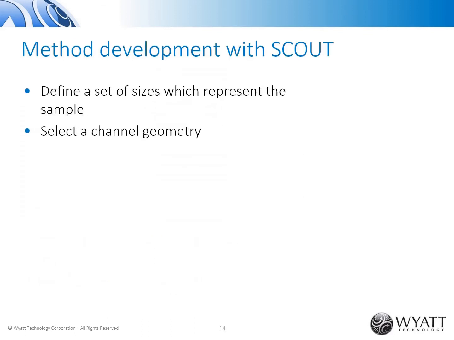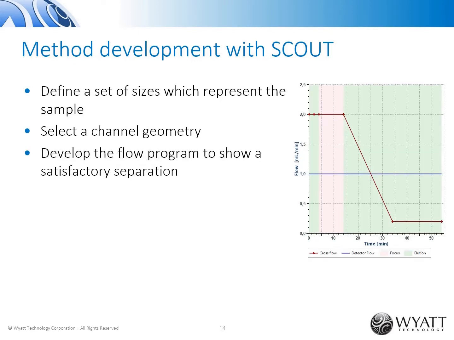Second step is to select a channel geometry. So do we use an SC channel or longer channel and the spacer height? And the third step is to develop the flow program until we have a satisfactory separation. What we then do is we export the method to Voyager and run it.